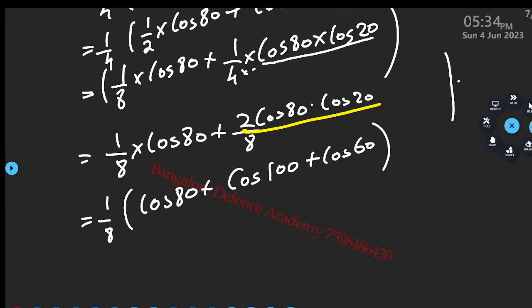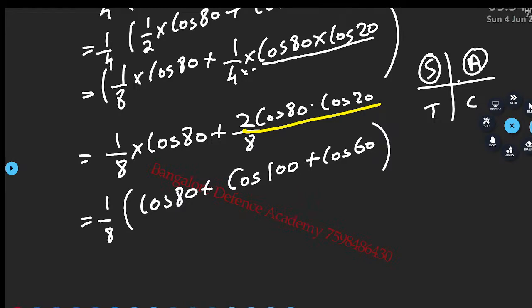Now if you go to the basic trigonometry ASTC rule, in the first quadrant all angles are positive, in the second quadrant sign is negative. What angle I am getting here? 100. So cos will be positive or negative? In the second quadrant cos will be positive or negative? Negative. So can I write this 100 as 180 minus 80?